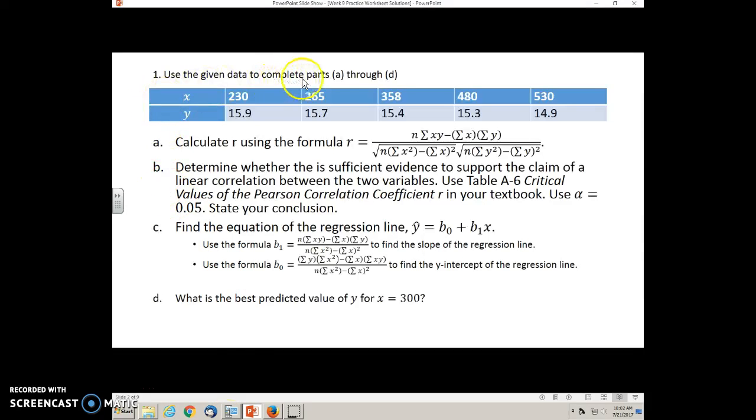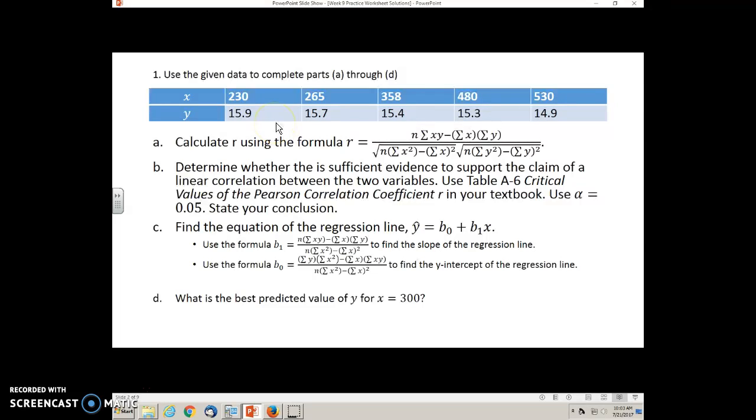Use the given data to complete parts A through D. Here we have a table of values: X, 230, 265, 358, 480, and 530. Our Y values are 15.9, 15.7, 15.4, 15.3, and 14.9. So these are 5 sets of ordered pairs. The value for X, 230, and the value for Y, 15.9, are an ordered pair.